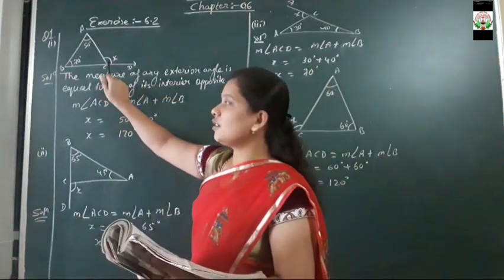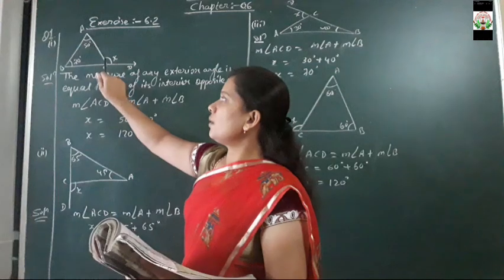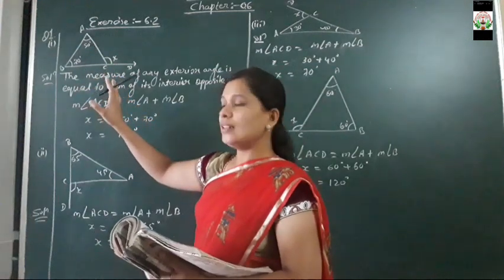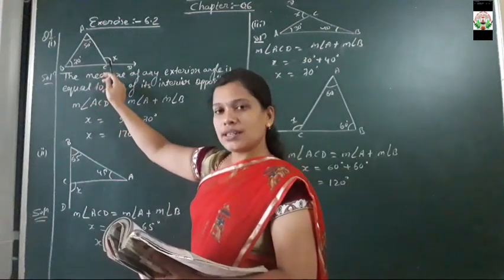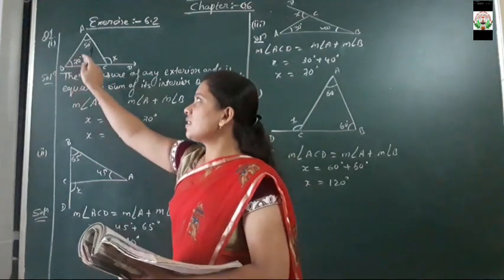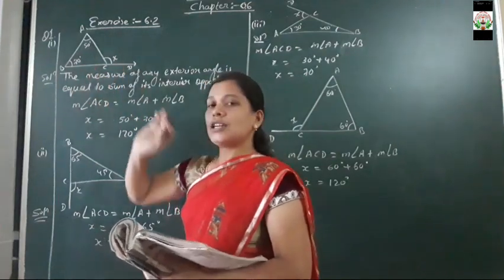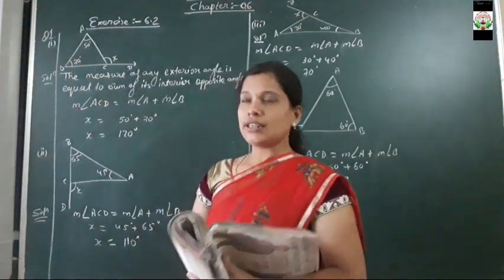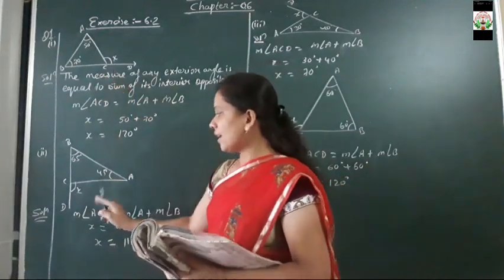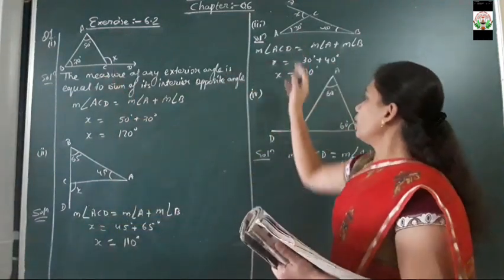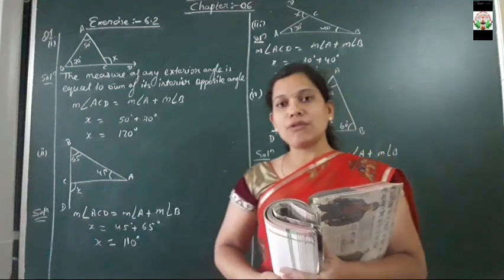The angle which is made outside the triangle is said to be an exterior angle, and the angle which is made inside the triangle ABC is said to be an interior angle, isn't it? So here we have to find the exterior angle in all the following cases for question number 1.